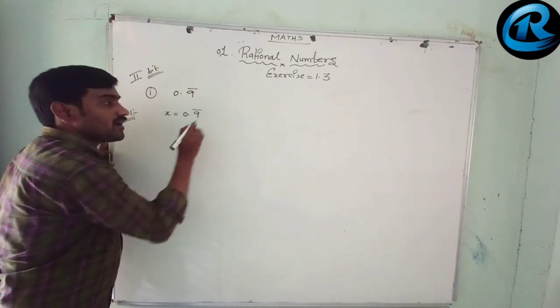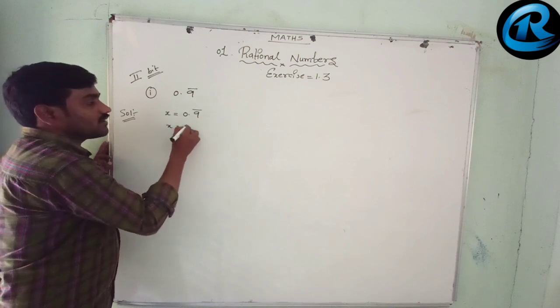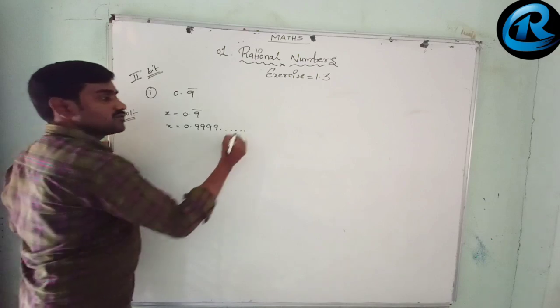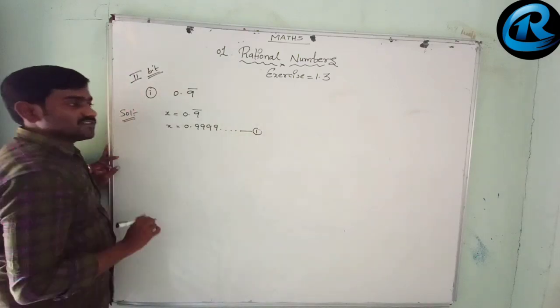What is the meaning of 9 bar? That means this 9 will repeat an infinite number of times like this. So this is equation number 1. Keep it as equation number 1.